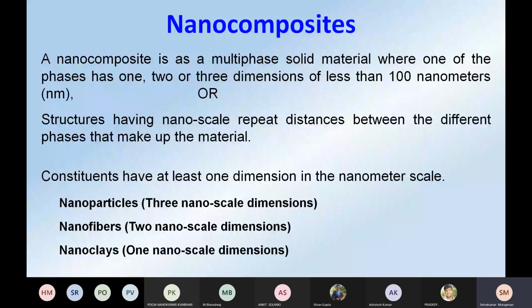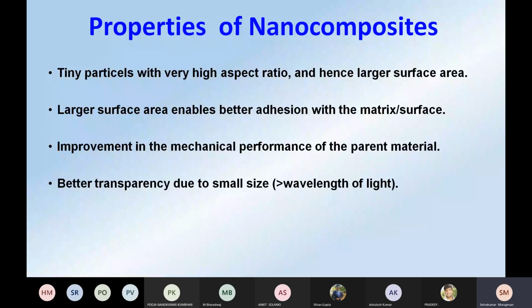Since they are very tiny particles with very high aspect ratio, what's happening? Even when you add 0.5% of filler, you can see significant property improvement as compared to that of micro composites or macro composites. And the beauty of the nanocomposite is that since you are adding a very small percentage of filler, by volume or weight, the transparency or optical properties of the base material or the matrix will not be deteriorated at all. So the transparency characteristics will be retained.